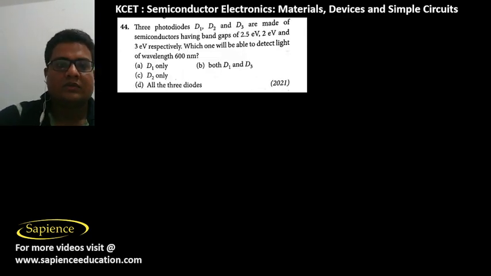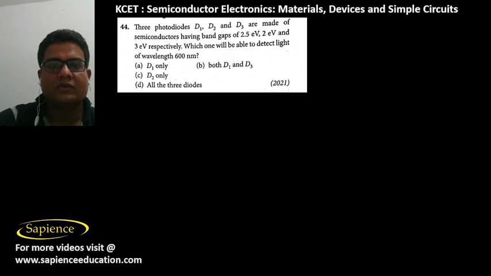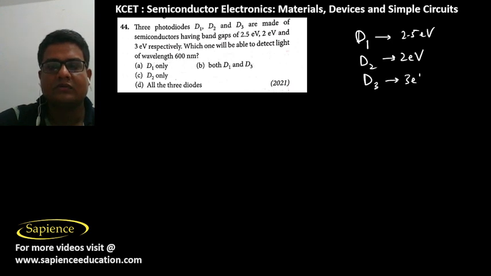In question number 44, it is told 3 photodiodes D1, D2 and D3 are made of semiconductors having band gaps 2.5, 2 and 3 electron volt. The photodiode D1 is having band gap 2.5 electron volt. The photodiode D2 is having band gap 2 electron volt. The photodiode D3 is having 3 electron volt as the band gap. Which one will be able to detect light of wavelength 600 nanometer?